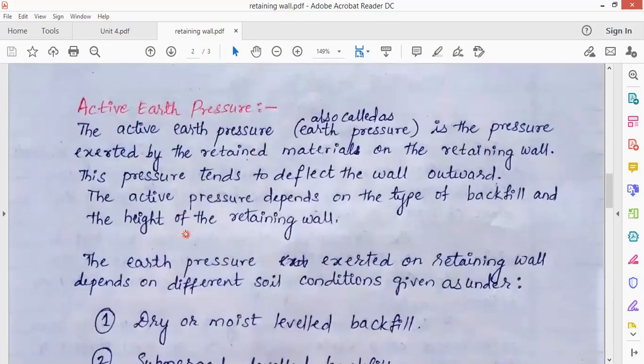Now we will study about the active earth pressure. What is this active earth pressure? And then later on we are going to study about the passive earth pressure. So what is this active earth pressure?